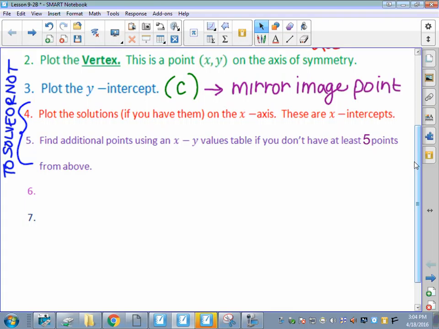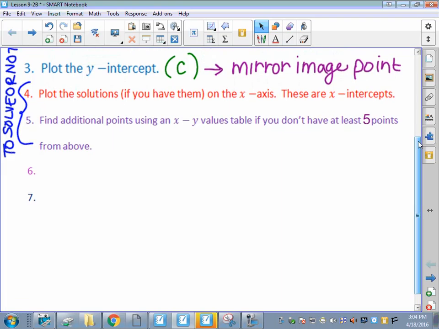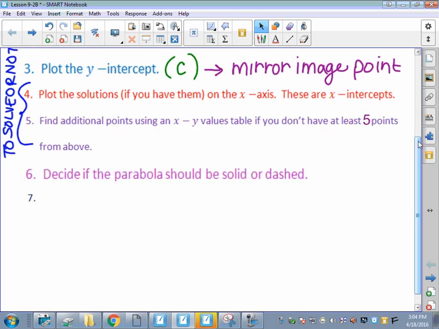So everything has been exactly the same as a quadratic equation. Here, steps 6 and 7 are the only 2 things that change. Just like when we were doing linear inequalities, we're going to decide if your parabola should be dashed or solid. You're going to use a dashed line if it's less than or greater than. You're going to use a solid line if it's less than or equal to, or greater than or equal to.